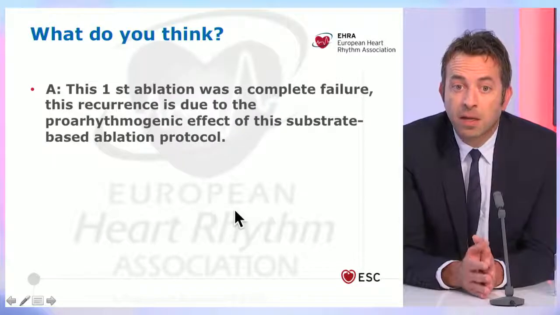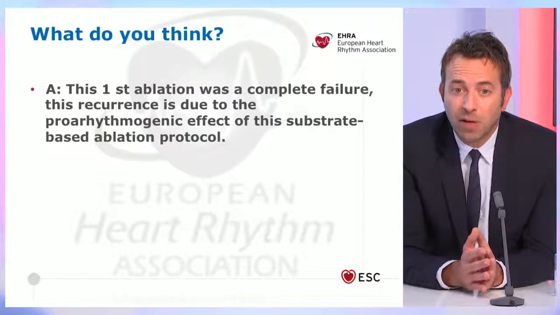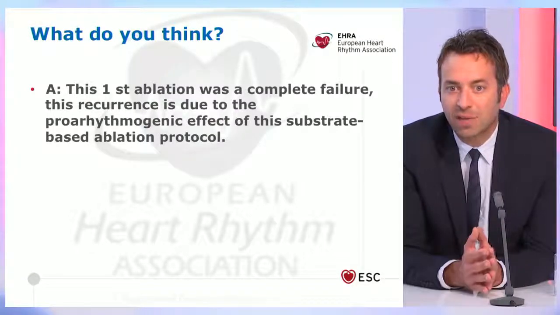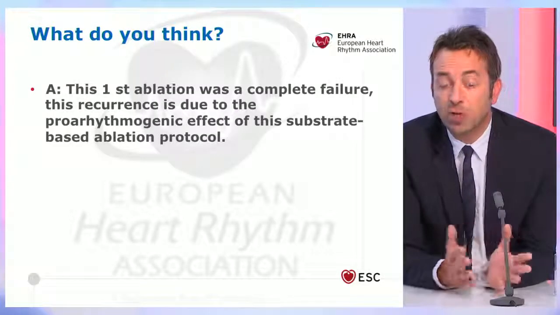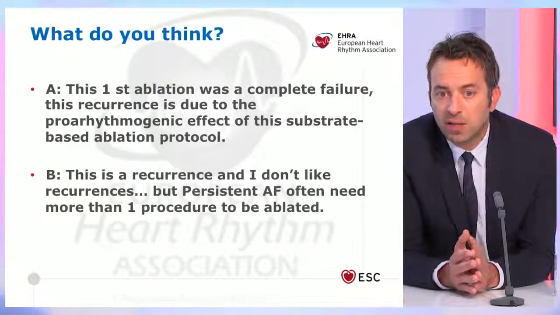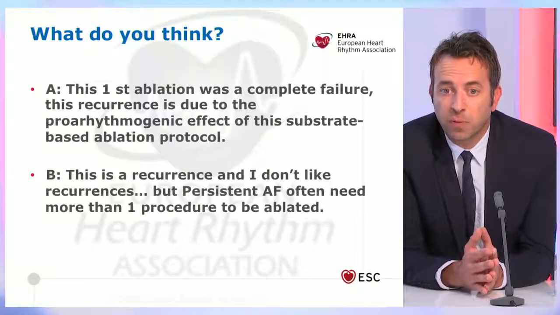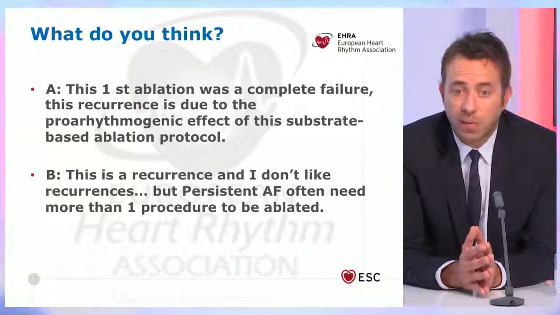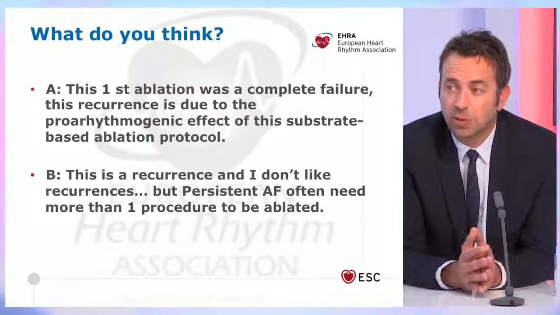Choice A. This first ablation was a complete failure, and this recurrence is due to the pro-arrhythmogenic effect of this substrate-based ablation protocol. And choice B, this is a recurrence, and I don't like recurrences, of course, but persistent AFib often needs more than 1 procedure to be ablated. Make your choice.